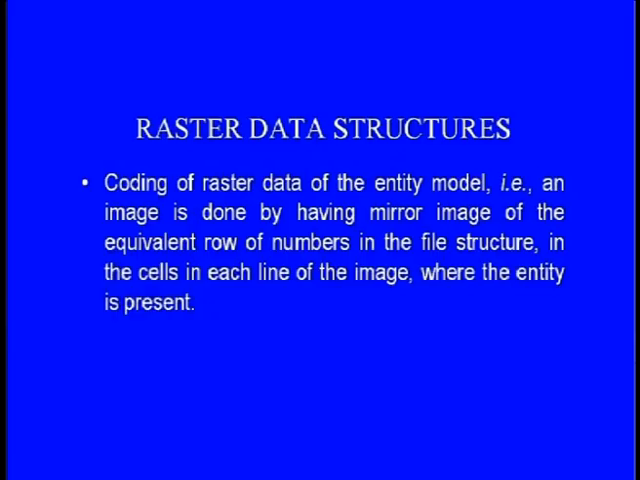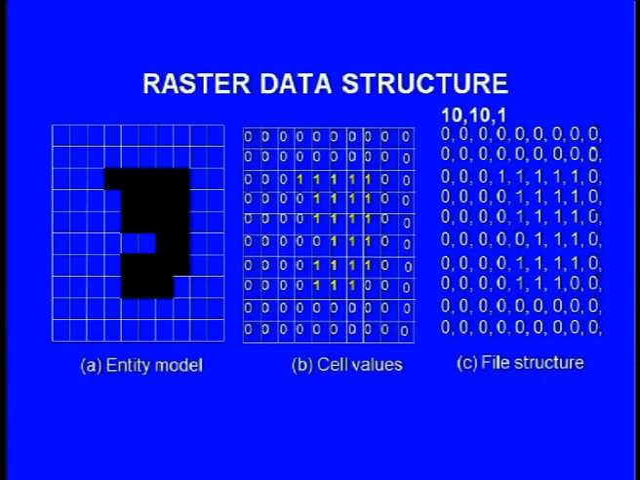Raster data structures. Coding of raster data in the entity model, that is, an image, is done by having a mirror image of the equivalent rows of numbers in the file structure in the cells in each line of the image where the entity is present. This slide shows a raster data structure wherein the A figure shows a representation of a polygon within a raster data set. This is what we call the entity model.